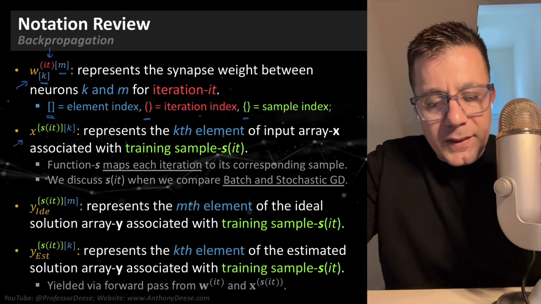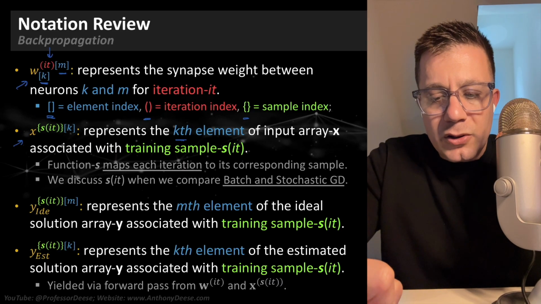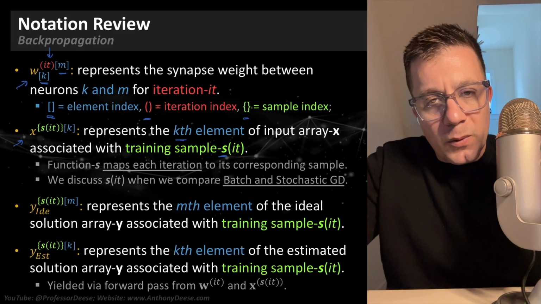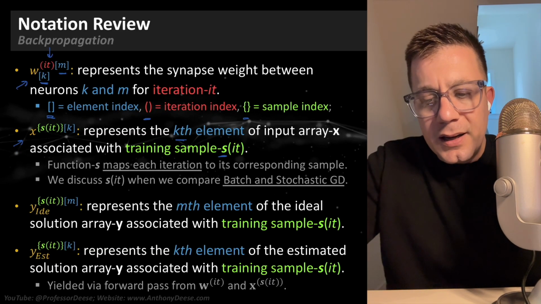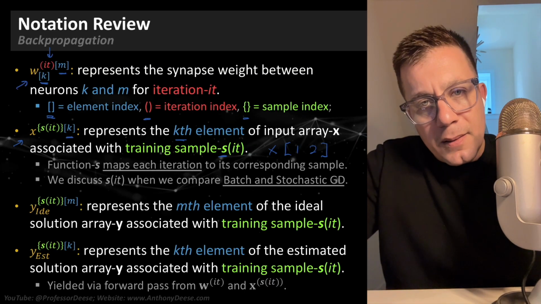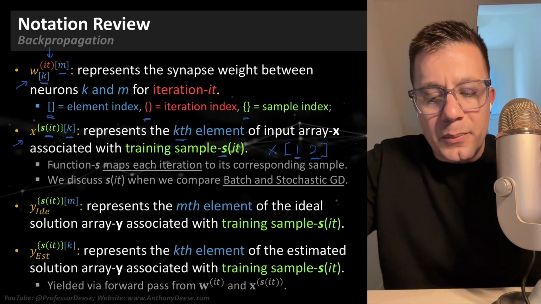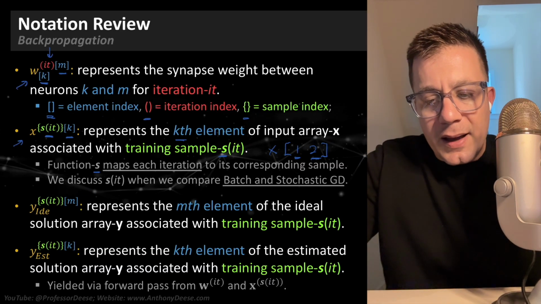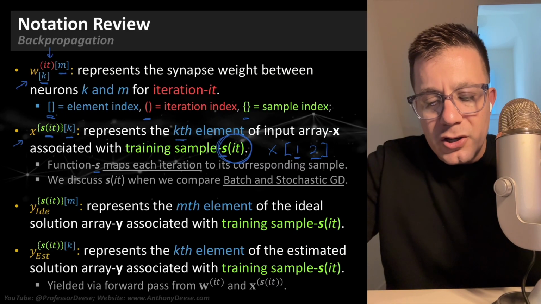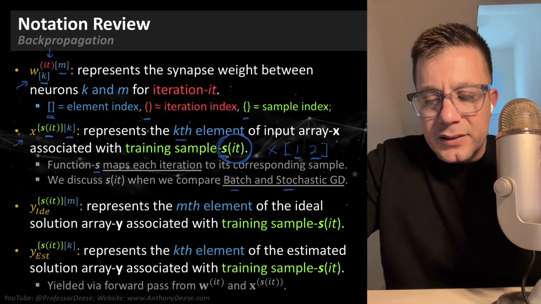Next, we move on to inputs. This symbol represents the kth element of input array X associated with sample S. If you remember, when we looked at the training data set, what we saw was 10 rows, 10 training data samples, and each one has an array that contains 2 values. So the blue bracketed superscript tells us whether it's the first or the second input, and this tells us with which sample it's associated. Now we can use the variable s as a function, so s of it would then tell us what sample is associated with the given iteration, and we'll discuss this more in a few modules when we come back to batch and stochastic gradient descent.